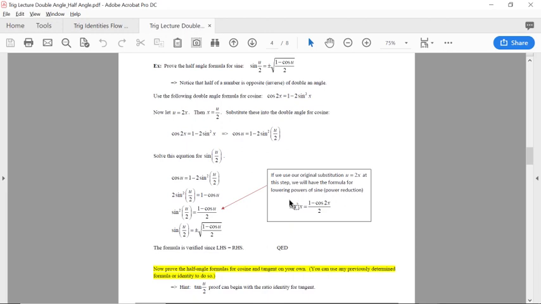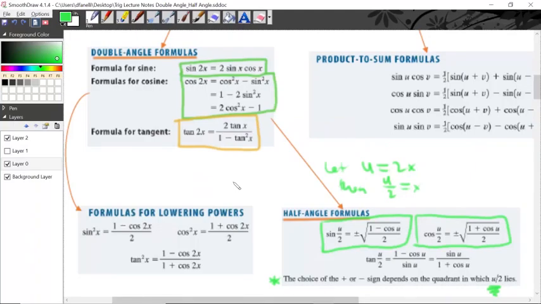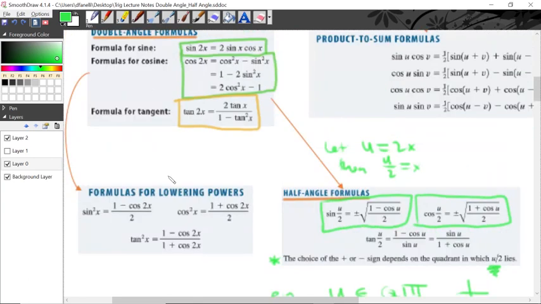Similarly, within the proof for the half angle formula for cosine, which is done in exactly the same way, just using the other double angle for cosine, 2 cosine squared x minus 1 instead, in the midst of the proof we would end up encountering the power reduction formula for the cosine as well. So those formulas, the formulas for lowering powers, are formulas that you don't necessarily need to know for this course.